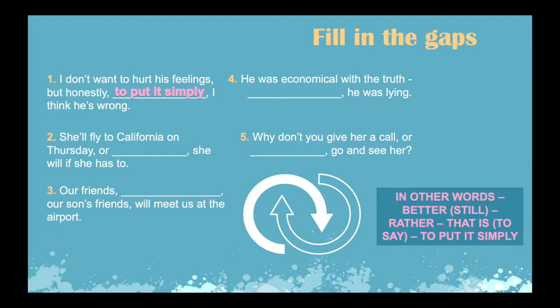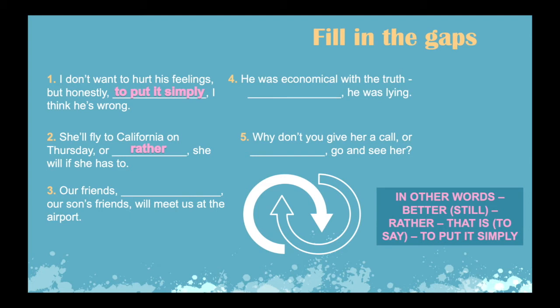Number 2. She'll fly to California on Thursday. Or rather, she will if she has to. So this is a very different use of the word rather than the one you're used to, right? You're used to using rather for comparisons, like I prefer this rather than this other thing. But this is another use of the word rather.